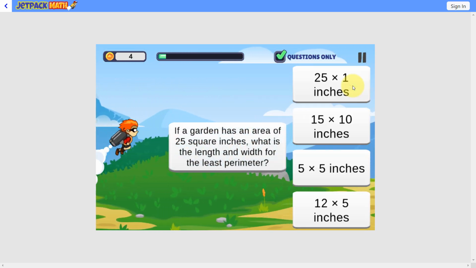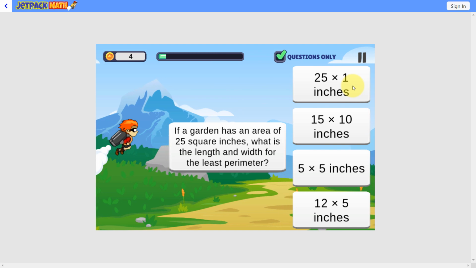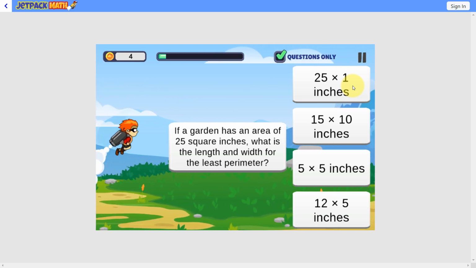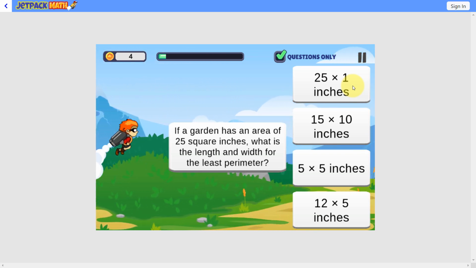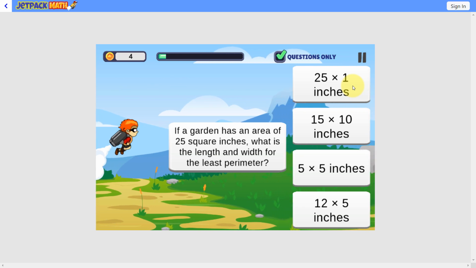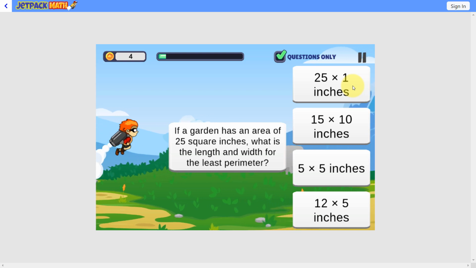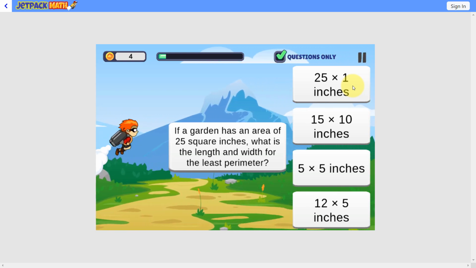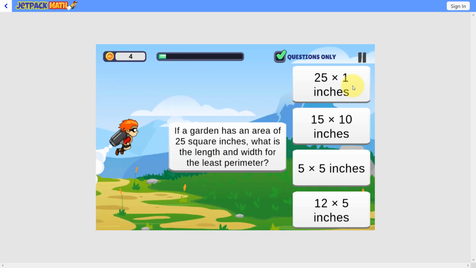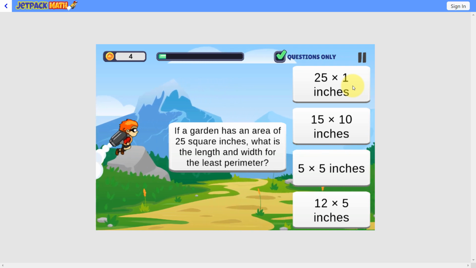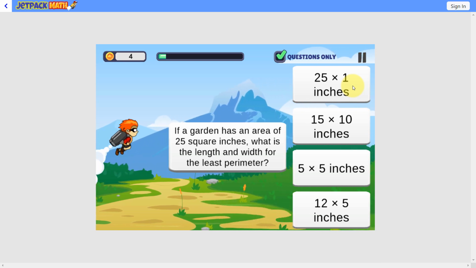If a garden has an area of 25 square inches, what is the length and width for the least perimeter? So let's find the possible answers first. With an area of 25 square inches, a possible answer is the first one, because 25 times 1 is 25. We can rule out number 2 because 15 times 10 is much larger than 25. 5 times 5, that's a possible answer because 5 times 5 is 25 square inches. And 12 times 5 is 60, so that's not an answer.